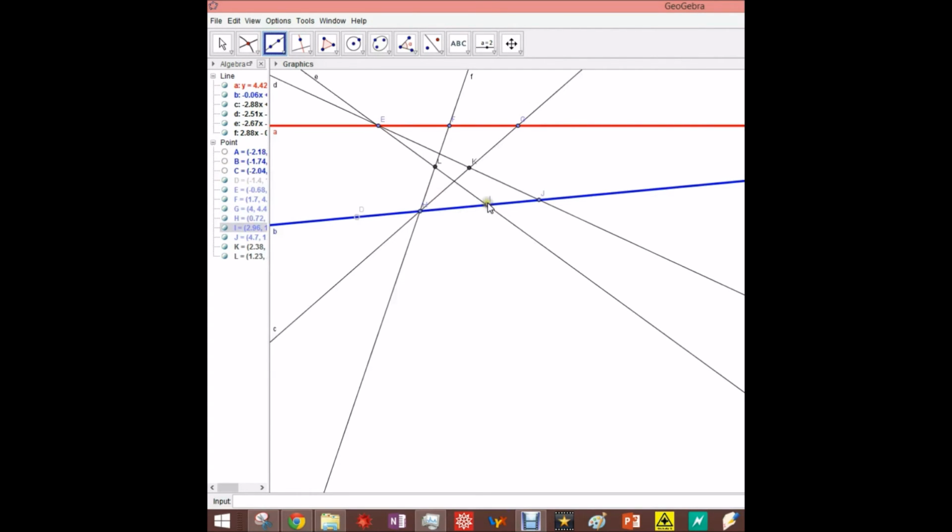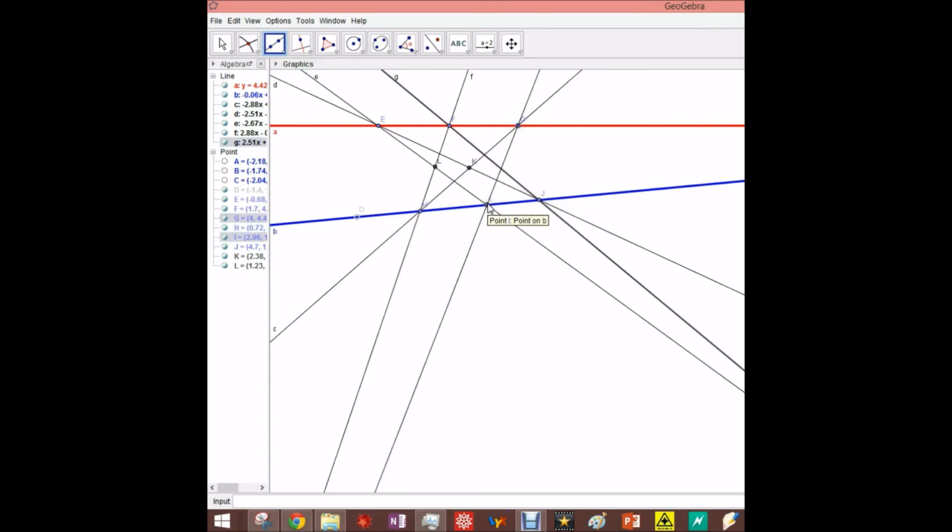So if we draw a line from F to J, and from G to I, and then we find where those two lines intersect, we get the third and final point. And now Pappus's theorem says that the line that goes through those points goes through all 3 points.